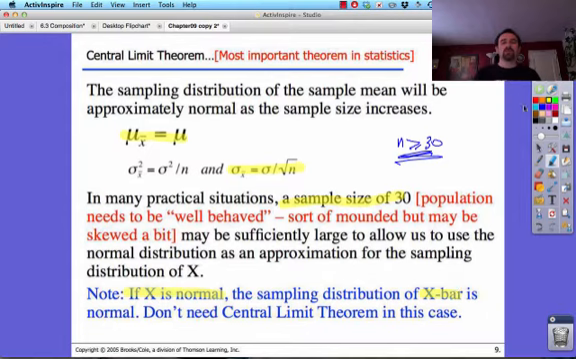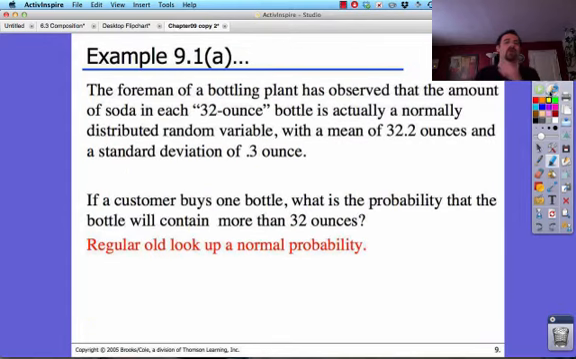All right, let's look at an example. We have the foreman of a bottling plant, and he's observing the amount of soda in a 32-ounce bottle. He notices that the amount of soda bottle to bottle to bottle is normally distributed with a mean of 32.2 and a standard deviation of 0.3. So we have normal, mean of 32.2, standard deviation of 0.3. If a customer buys a bottle, what is the probability the bottle will contain more than 32 ounces? Remember, 32 is what's advertised, but they always overfill it by a little bit.